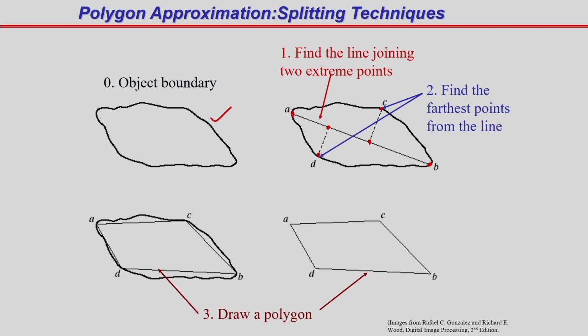So I can determine the line between point A and B, finding a line joining the two extreme points. That is the line AB. After this I can find the farthest point from the line, and this distance I can determine. By using this information I can represent the boundary, and here you can see the boundary is approximated by a polygon. So like this I can represent a particular boundary.